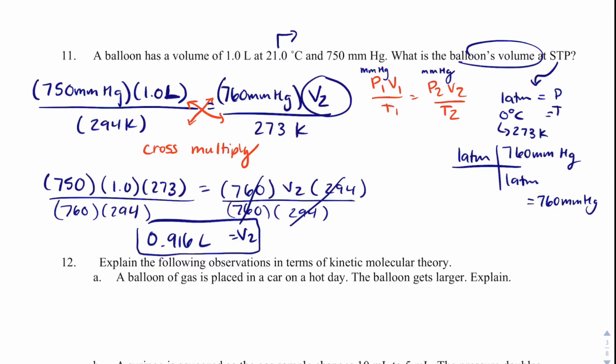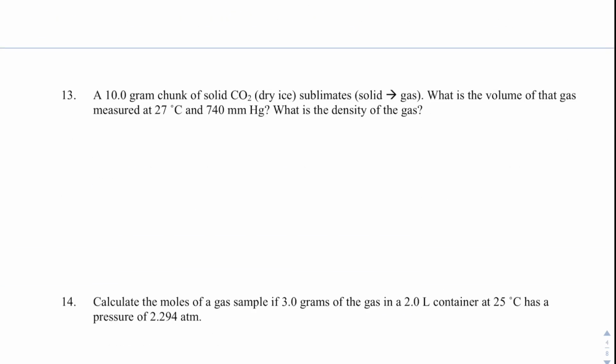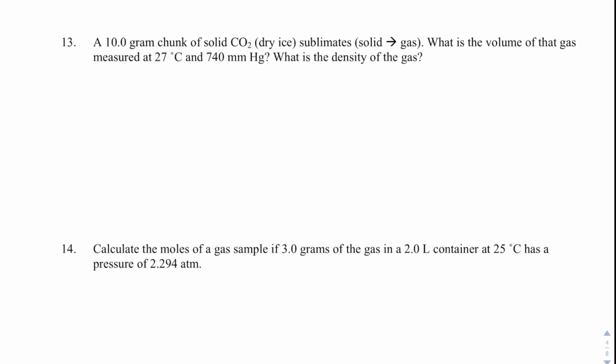So I want to talk through a couple of them. Number 13, and you're more than welcome to bounce around here. I'm just going through what I consider to be ones where people might have problems. Number 13 says a 10-gram chunk of solid CO2, which is dry ice, sublimates, meaning it goes from solid to gas. What is the volume of that gas measured at 27 degrees Celsius and 740 millimeters of mercury? Okay, so what I'm going to do quickly is I'm going to say PV equals nRT.